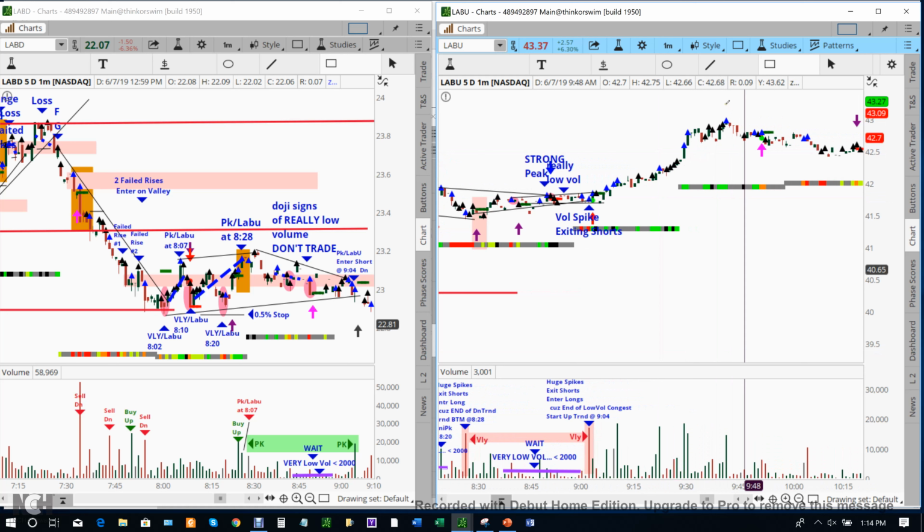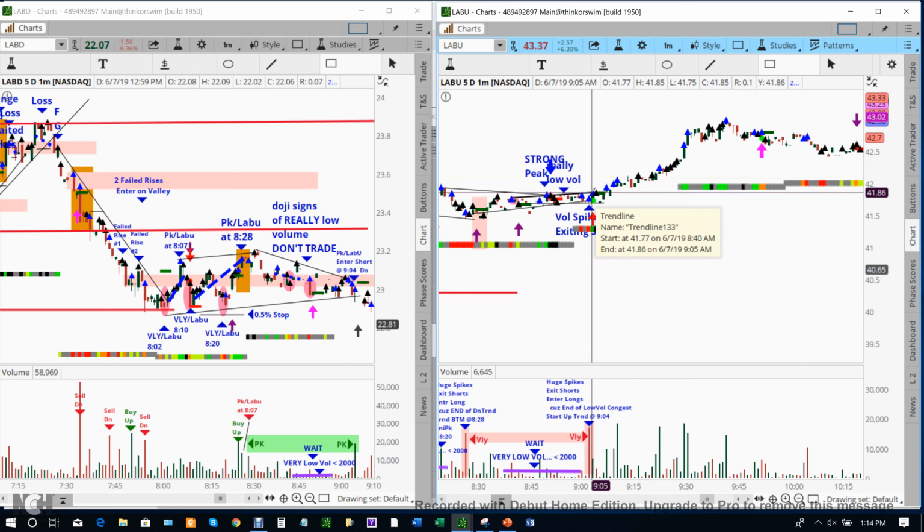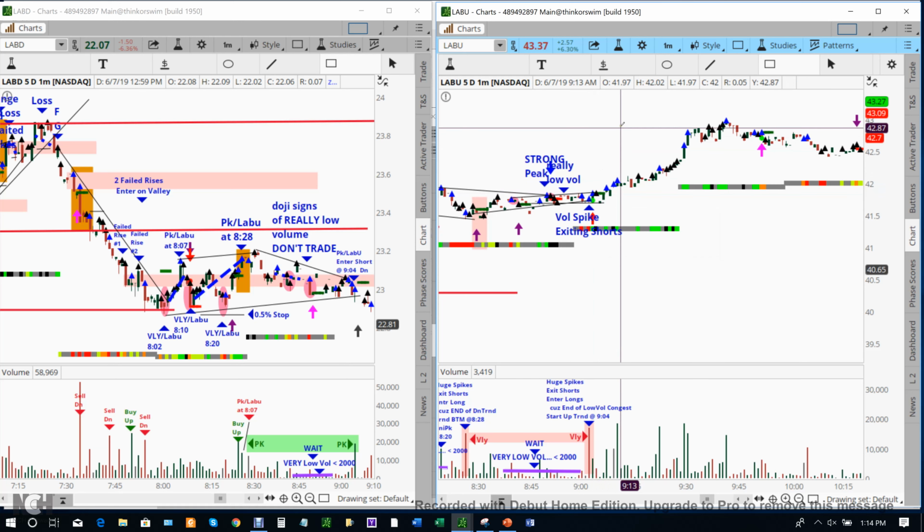So, okay, this would have been the peak up there, right there, and it would have been something like from 41.86 to 40. So that's like a dollar. Boy, that would be cool if we got that one.